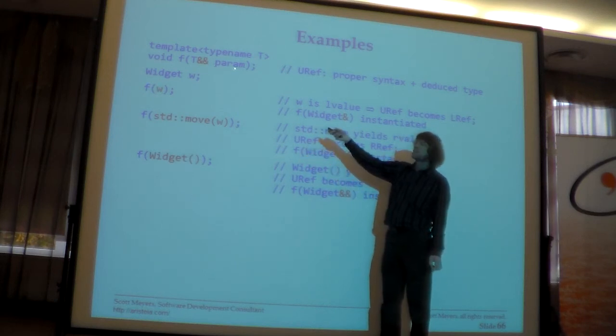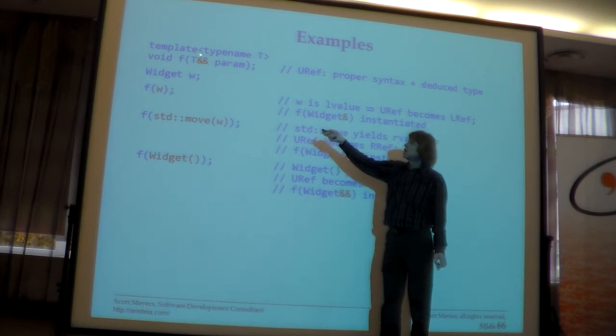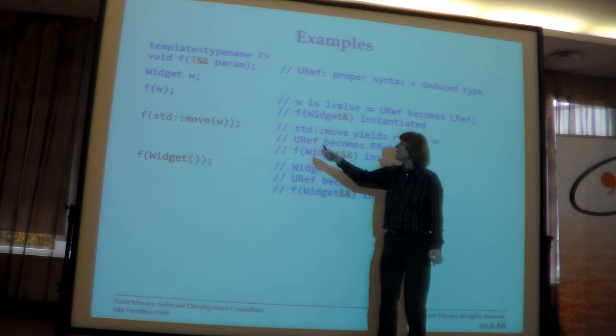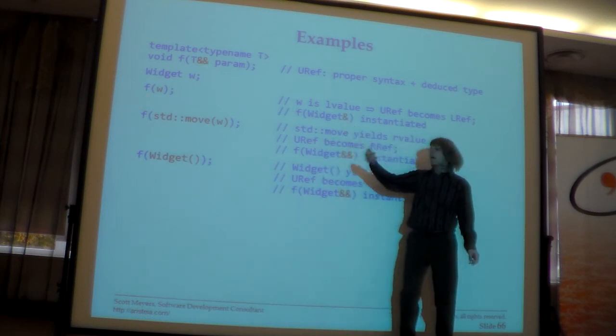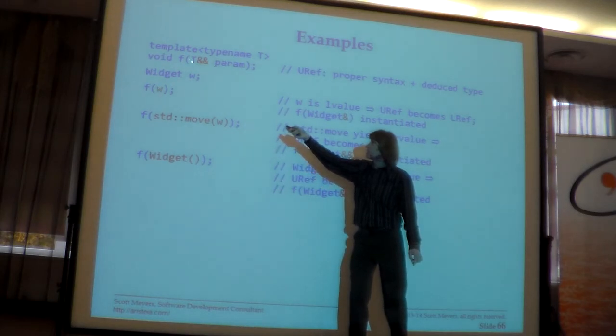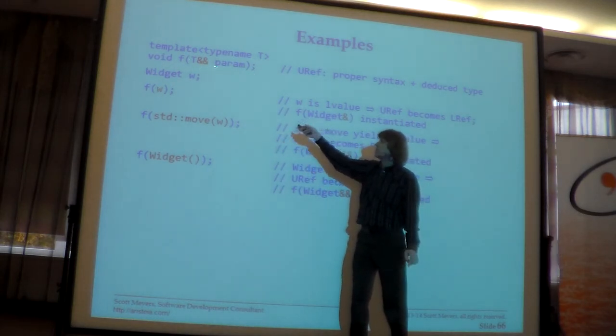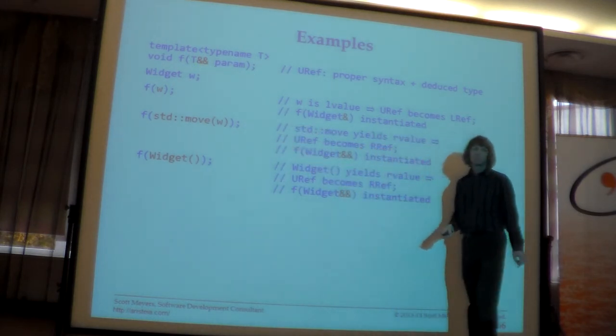W is a widget. If I call f of w, this is an L value. I am initializing this parameter with an L value. As a result, T&& becomes just Widget&. And an L value argument causes an L value reference to be instantiated here.